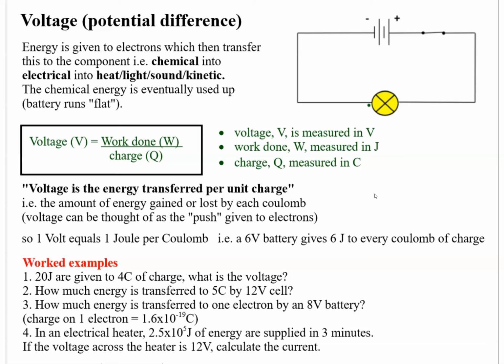If I have a battery of 1 volt, what that means is I have 1 joule per coulomb. So every coulomb of charge is given 1 joule. If I have a 6 volt battery, then every coulomb of charge will be given 6 joules. Okay, so we're going to look at some worked examples. Have a read through these questions, 1, 2, 3, 4.